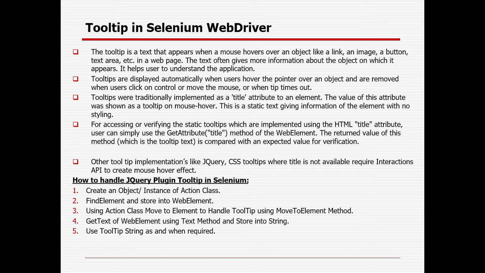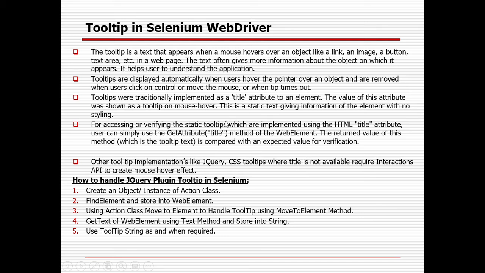So there are several tooltips available in the normal way. In case the title is there for the tooltip on a particular element, you can easily access that text with the help of the getAttribute title method. But in case there are other implementations like jQuery or CSS tooltips where the title is not available, then the Interactions API will be required to create the mouse over effect. These are the different steps I will be covering later.